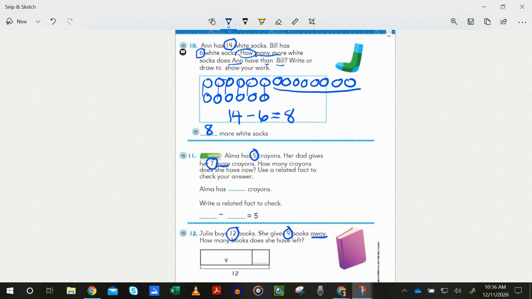Number 11, Alma had 5 and her dad gives her 7. So we did 5 plus 7 because she got more. Okay, and that would be 12 crayons. You didn't need to write the number sentence over here. You just needed to find the answer, okay? But you did need to then take that information and turn it into a subtraction sentence. So if you found the answer 12 and then wrote 12 minus 7, then you get the star. If you missed a piece there, then fix it with your crayon and put a star.